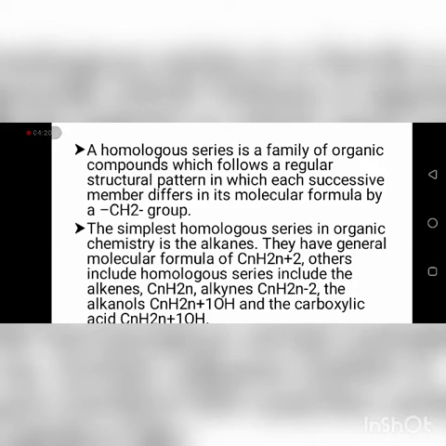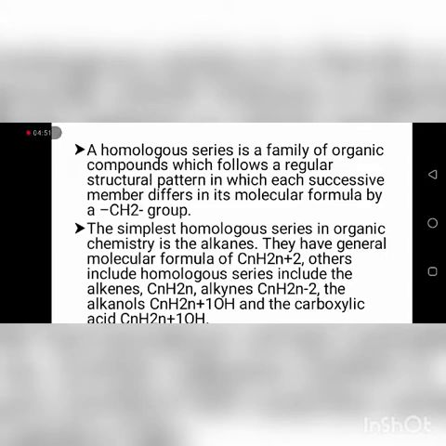The simplest homologous series that we can have is alkane. You have many homologous series. You have alkane, alkene, alkyne, alkanol, alkanoic acid, benzene. We have ester, we have ketone, we have alkanal, we have aldehyde. So we have many homologous series, but the simplest one is alkane. The general molecular formula of alkanes is CnH2n+2.